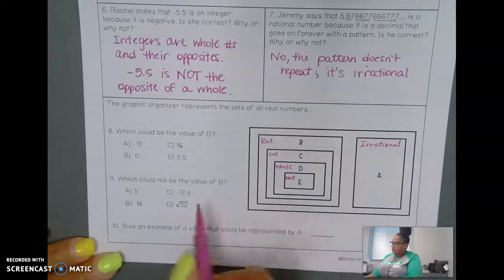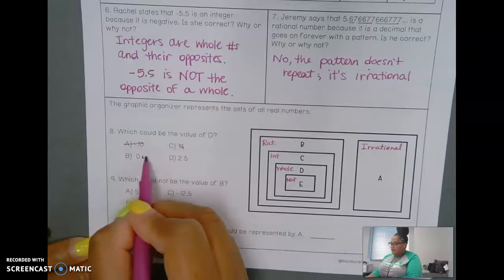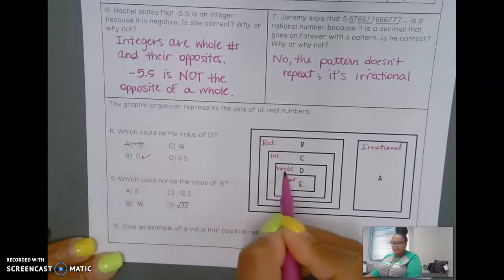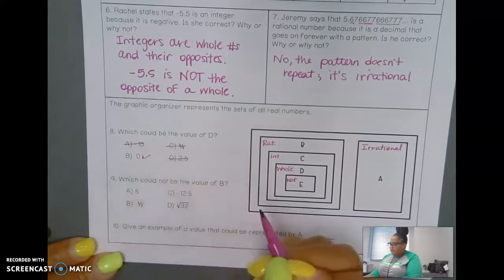All right, so which one could be a whole number? This is not a whole number. This is the whole number because remember I said that 0 is in the middle of the word whole. This is a fractional part and this has a decimal part as well.